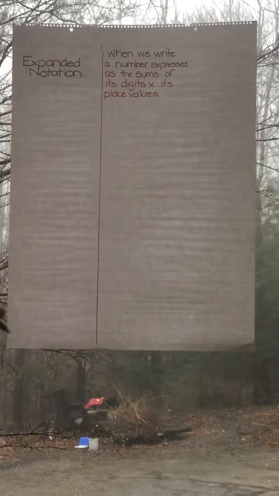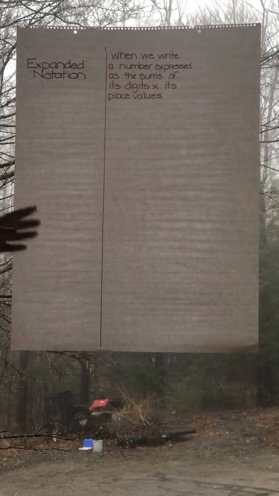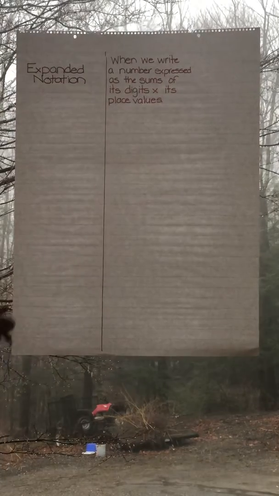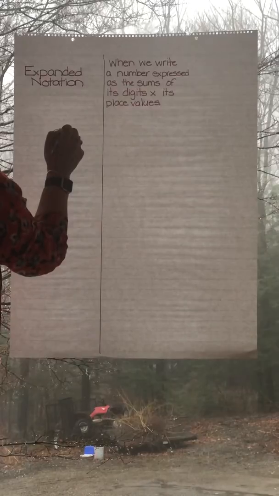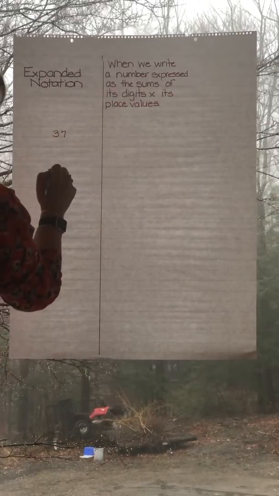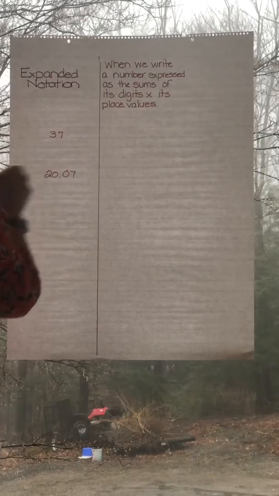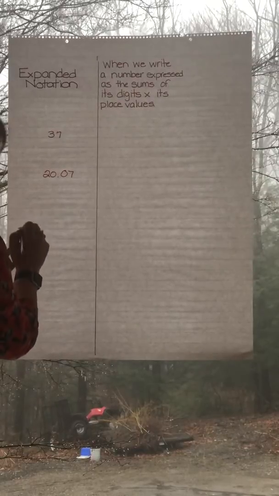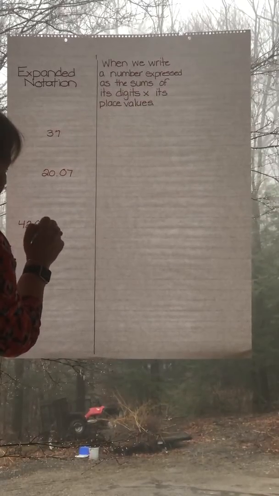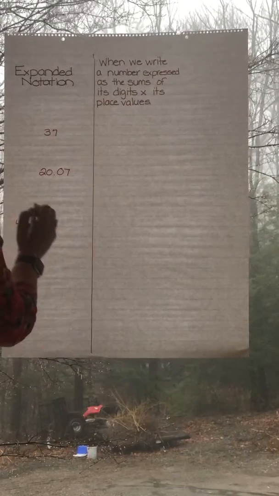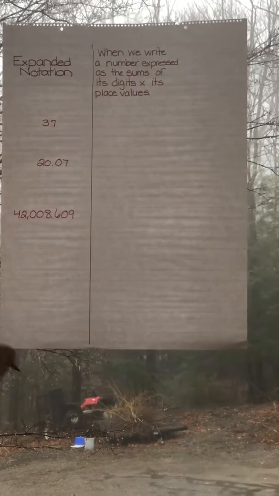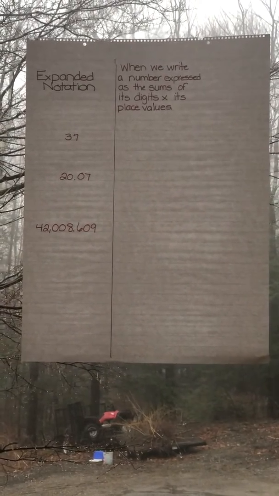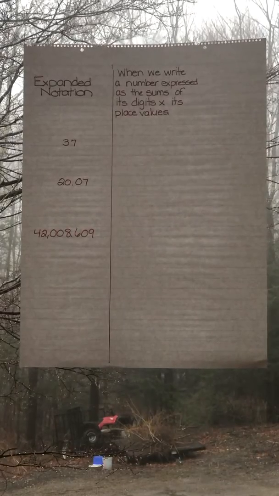Okay, that's a lot of words that probably don't make that much sense to you. So I'm going to write them here so that we can compare them to these. I will show you again. It's 37, and 20 and 7/100ths, and what was our other one? 42,008 and 609 thousandths. Okay, so let's look at it the way it looks as expanded notation, noting that they also use expanded form for this.